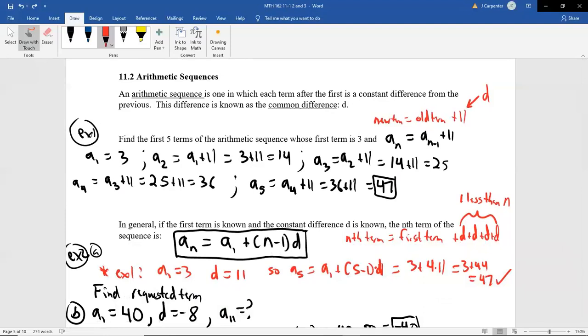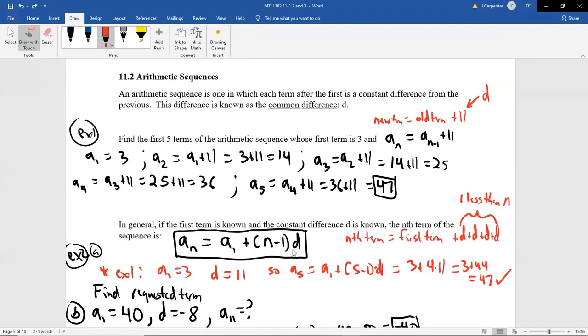So that's me telling you it's arithmetic, where each time the next term is 8 less than the previous one. So this one's actually going down. We're going to start at 40, and then it's going to be smaller and smaller and smaller. And we want the 11th term. So that means we're going to be subtracting 8 over and over. If we want the 11th term, that means we're going to have to subtract 8 10 times.